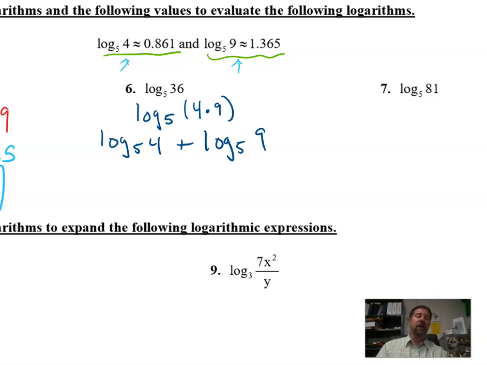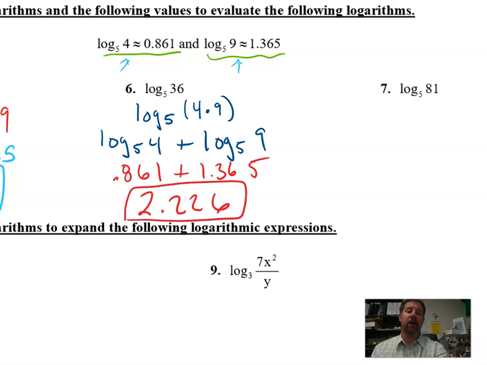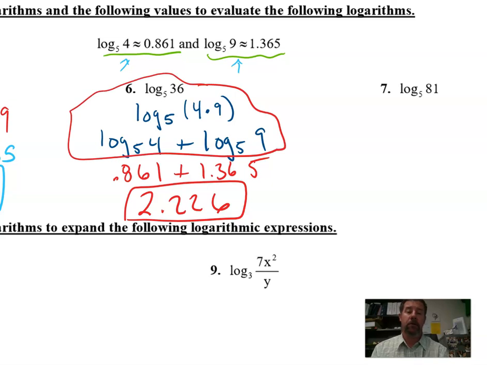Now I can substitute in the numbers, though, and get an answer to check myself. And we get 0.861 plus 1.365, or 2.226. All right? Again, the answer is just a way to check ourselves. The important part is the work. That part right here is the important part.